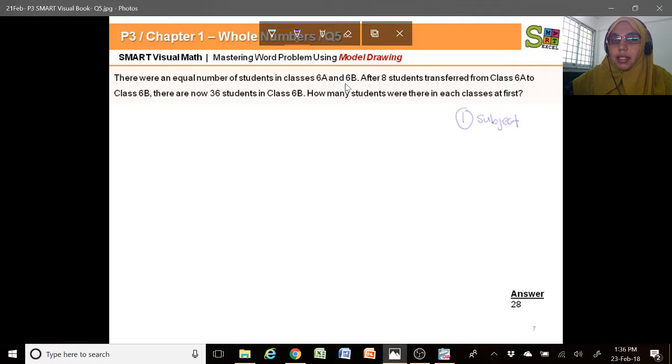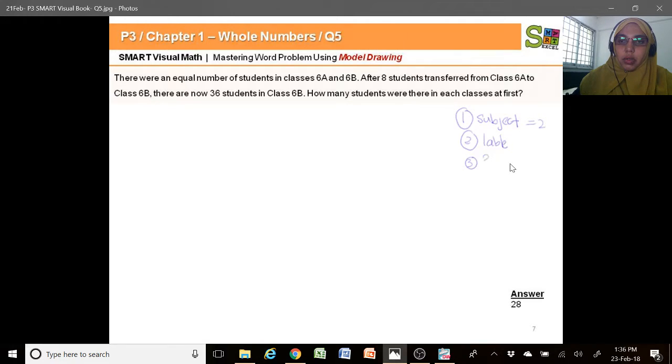The students in 6A, 6B. Therefore, it's two subjects, right? So two subjects means you need to draw two models. The number of subjects will determine the number of models to be drawn. Number two is to label. We label the question. Whatever information you can see in this question, we're going to label inside the model later. And lastly is to have the question mark.